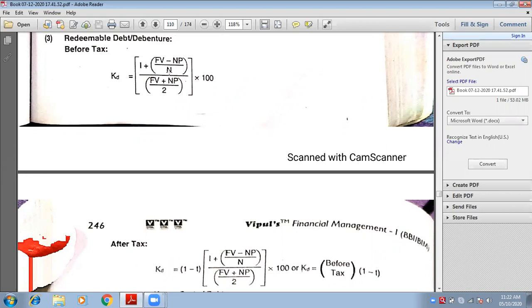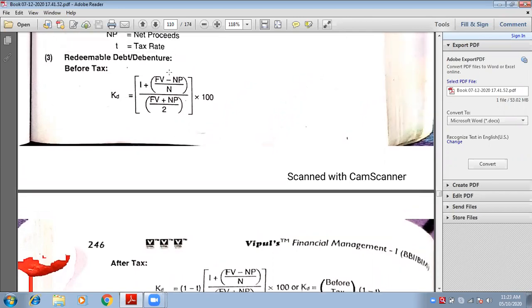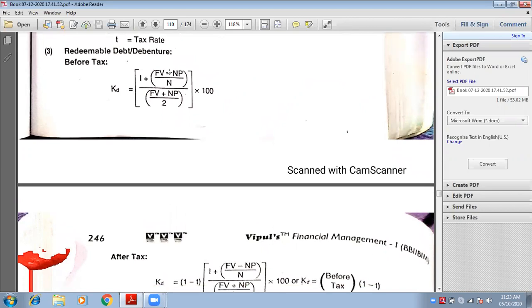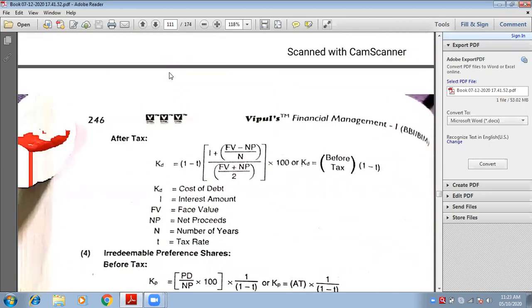Okay, the whole divided by face value plus net proceeds upon 2. That means the average of both these figures. What is average? 2 plus 2 divided by 2 is 2. 2 plus 3 divided by 2 is 2.5. So we are taking out the average, no? Into 100. Remember, the formula is into 100 because we want percentage form. The answer should be in the format of percentage.